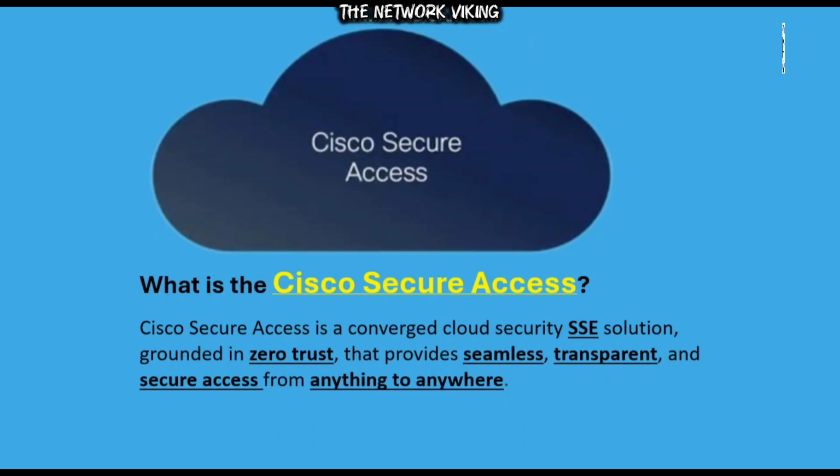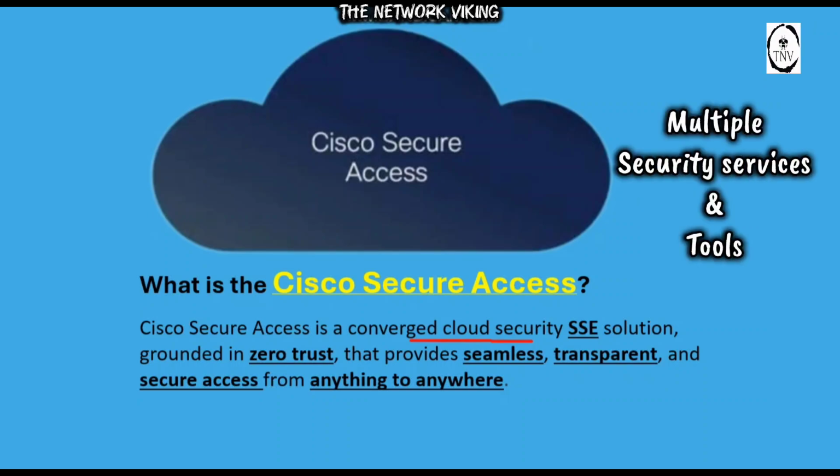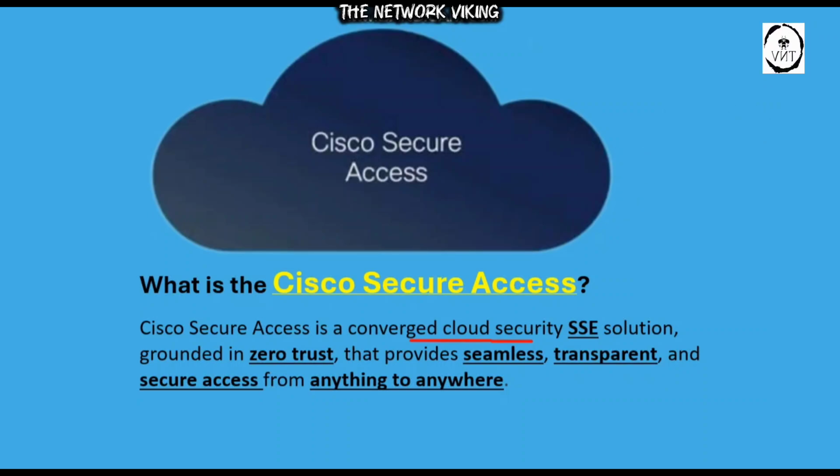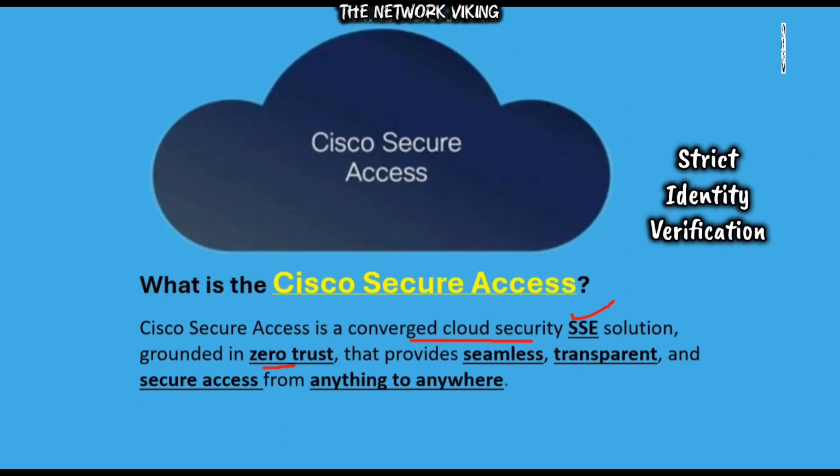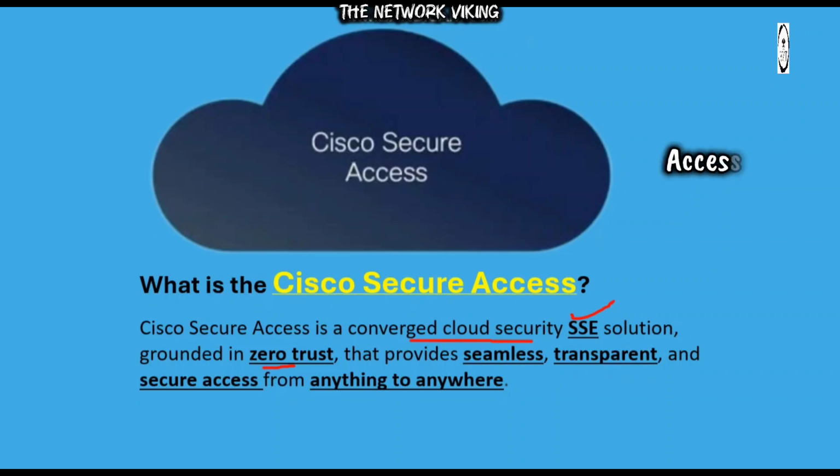So, what do we mean when we say converged cloud security? We're looking at an integrated approach that combines multiple security services and tools that provide you comprehensive protection. What is zero trust? With zero trust, we're assuming that threats can exist both inside and outside the network. In simple terms, it's a security principle that requires strict identity verification and access controls.